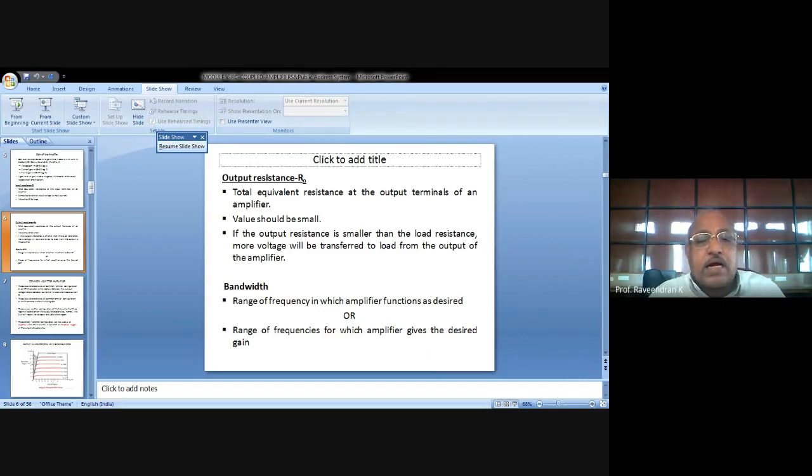Similarly, in the negative half cycle, the same thing happens in the reverse condition. What happens? IB decreases, so IC is decreased. IC decreased means ICRC, the voltage drop across RC, is decreased. It means that VCE, the output voltage VC, is increased. So decreasing IB increases the output voltage, and increasing IB decreases the output voltage.